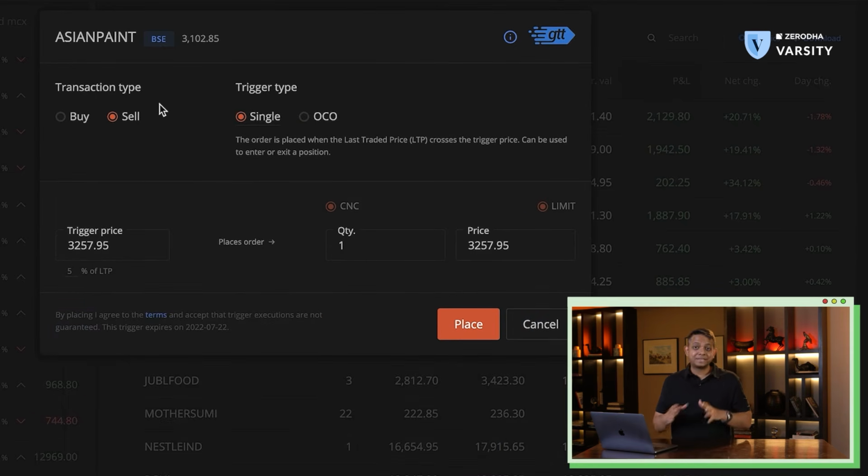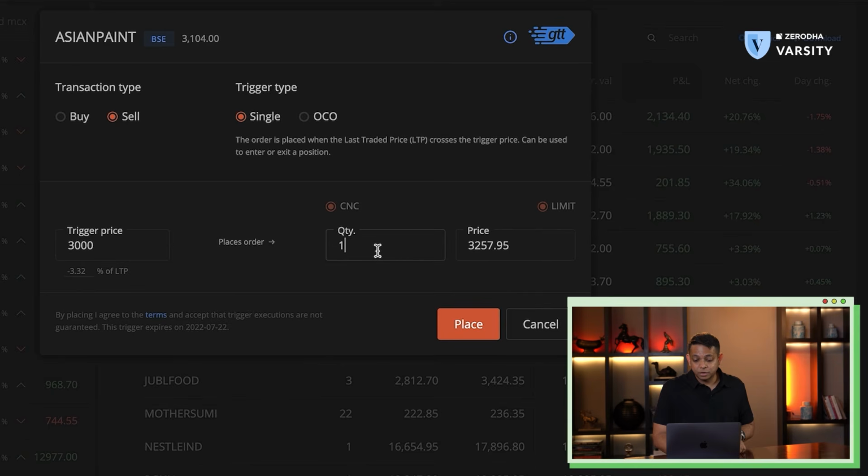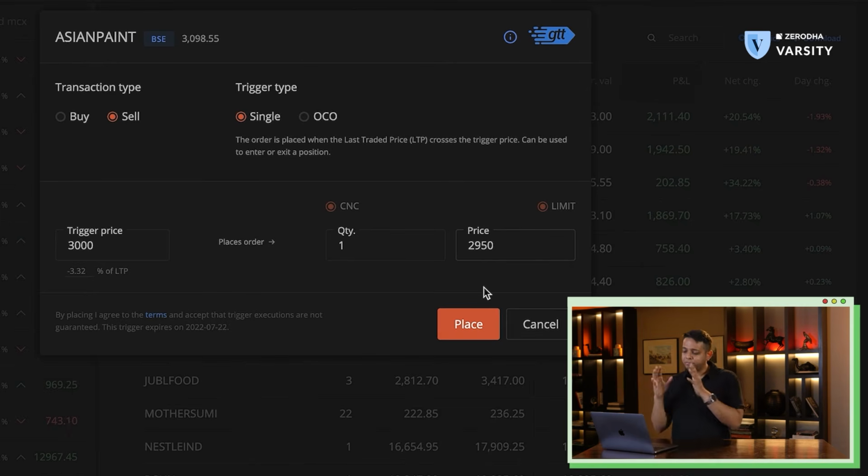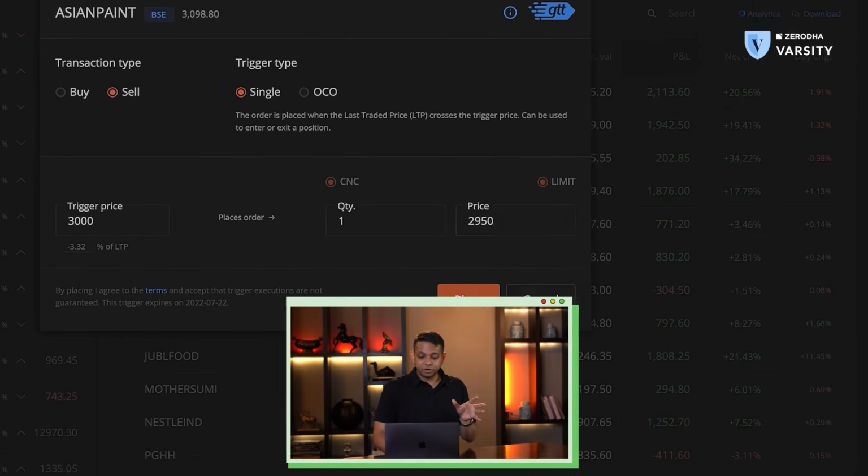The transaction type is sell because I'm using it as a stop loss order. The trigger type is single, and I can change the trigger price from the current 3,100 to say 3,000. So let's say I want to exit when this stock hits 3,000 rupees. Let the quantity remain 1. For the price, just keep a lower price than the trigger price so you can get filled. So now I'll go ahead and place the order.